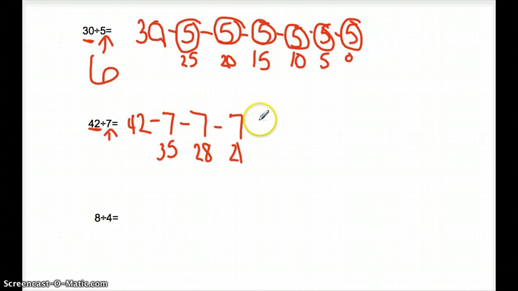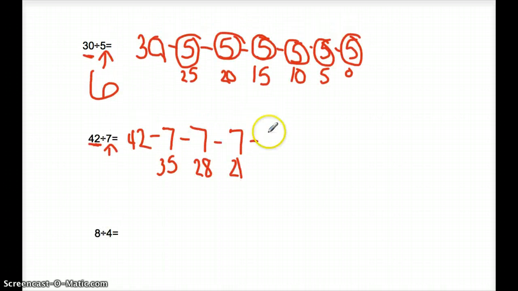Okay, am I done yet? You should have said no, that I need to keep going because I have not hit 0 yet. Or I can still take away them. So 20, 19, 18, 17, 16, 15, 14. Minus 7 will equal 7. Minus 7 will equal 0. Okay, so I can't take away 7 anymore, so my answer is 0, right?